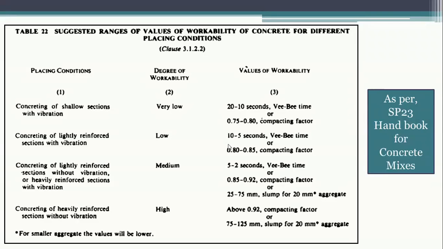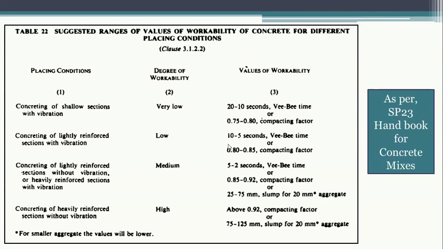When you do the VB consistency test, the workability should be within 5 to 2 seconds, 3 to 5 seconds, because VB is expressed in seconds. Similarly, the compaction factor should be in the range of 0.85 to 0.92, and for the slump, it should be in the range of 25 to 75 mm. So if the compaction factor is given in the problem and they have not given the slump, you will have the range. If the compaction factor is between 0.85 and 0.92, then the slump you should take is between 25 and 75 mm.